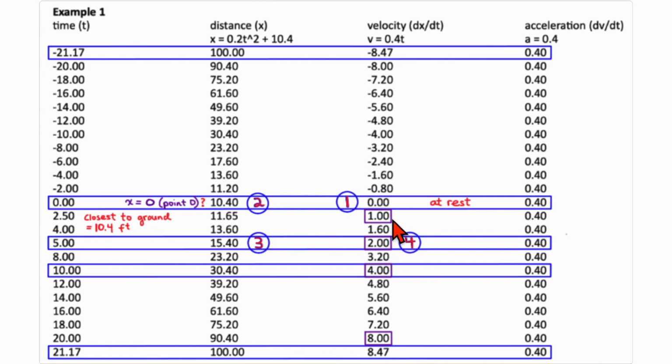Here's the velocity at 2.5 seconds, 1 foot per second; then 2 feet per second. At 10 seconds, it's 4 feet per second. At 20 seconds, it's 8 feet per second. So velocity is proportional to time. Double the time, 2.5 seconds to 5 seconds, double the velocity. Double the time again, 5 seconds to 10 seconds, double the velocity. Double again, 10 seconds to 20 seconds, double the velocity.